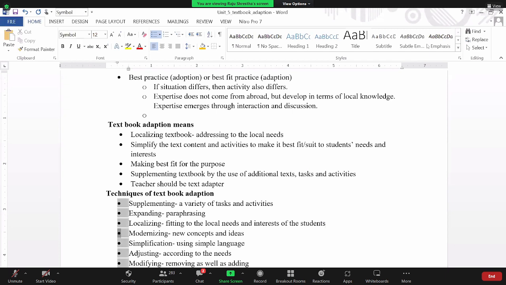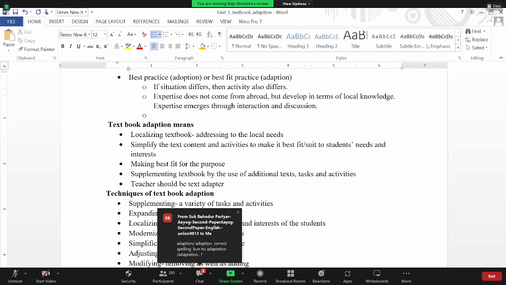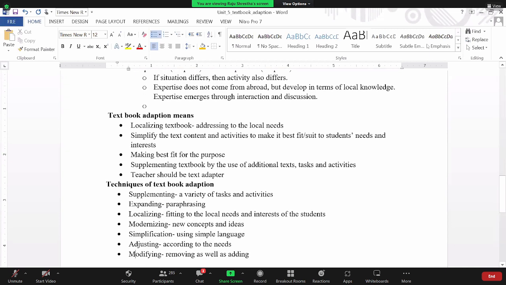We do this. Then modernizing, some new concepts and ideas might have developed. Then why don't we integrate, why don't we include them in the English class while using the textbook? Simplification, we use simple language, simple sentences, simple structure, and then they easily understand it. Adjusting means according to the needs. So we adjust, some removing, some adding, some activities adding, some activities removing. So this kind of adjustment we can do, and modifying also, removing as well as adding. So this kind of techniques we can use while adapting textbook in English classroom.